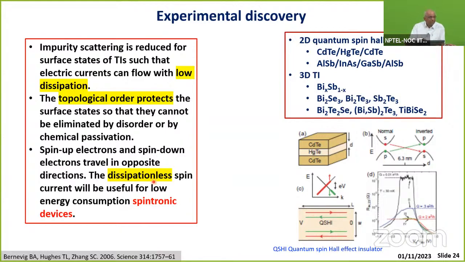And these are dissipation-less because there's nothing to scatter them. So being dissipation-less, there is no power consumption. So dissipation-less spin current with a low energy consumption is what you need for spintronic type of devices. So these topological insulators are not just theory, not just an academic curiosity, but they also have tremendous practical applications.